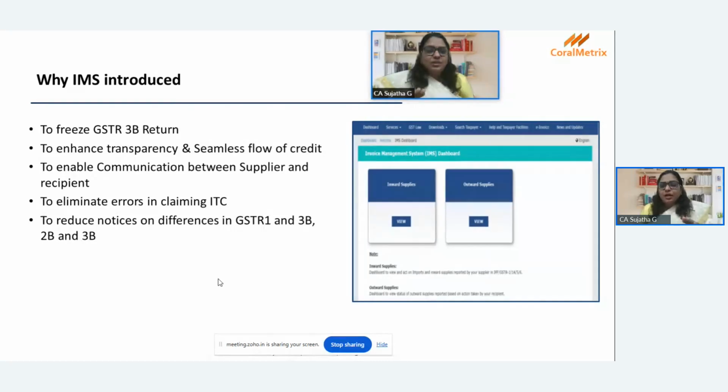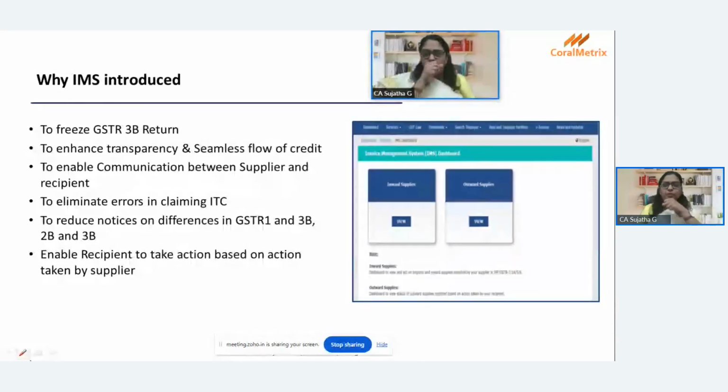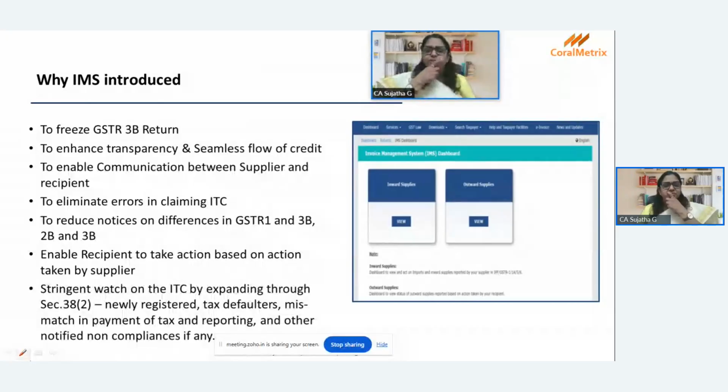After introduction of this IMS, it's going to help the taxpayer as well as the department in reducing disputes. Otherwise, the minute it is delayed or wrongly reported, the recipient can immediately highlight that there is some error in the reporting by the supplier, so that as and when it is reported, immediately he corrects the data, then correct input tax credit can be availed by the recipient. So that's the reason why this IMS was introduced.